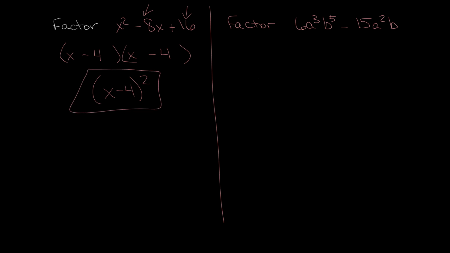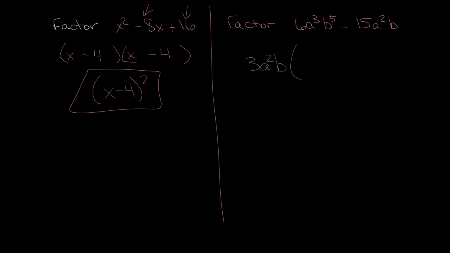So in this next problem, we have to factor 6a cubed b to the fifth minus 15a squared b. So you want to look at your greatest common factor. What number can go into both 6 and 15? 3. Okay, now how many A's do each of these have at least? They each at least have 2 A's. What about B's? They at least have 1 B.